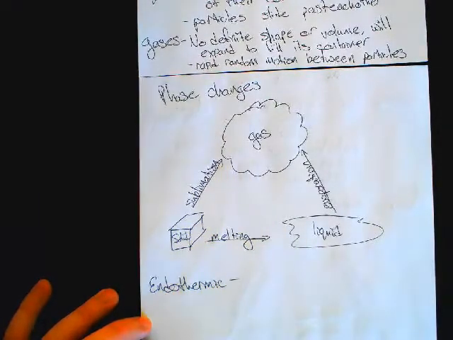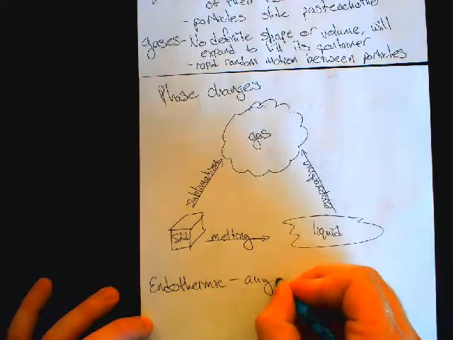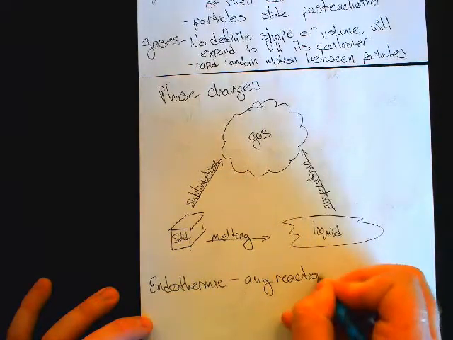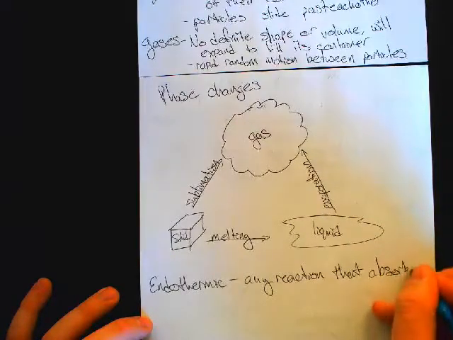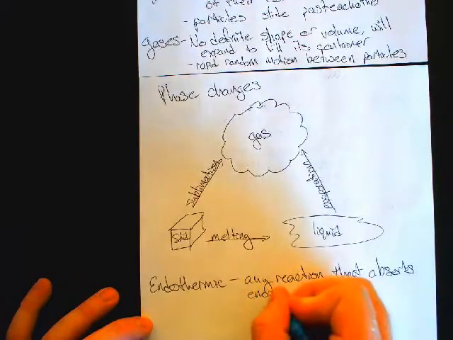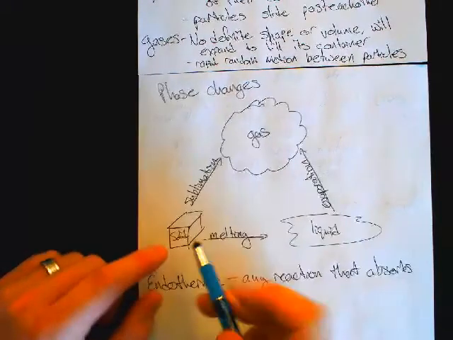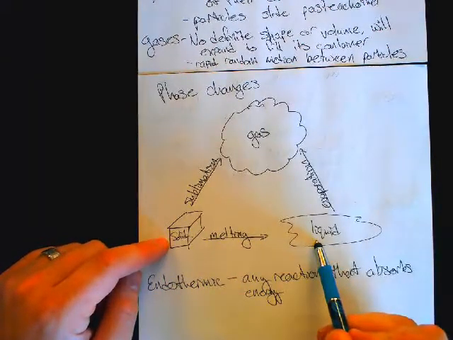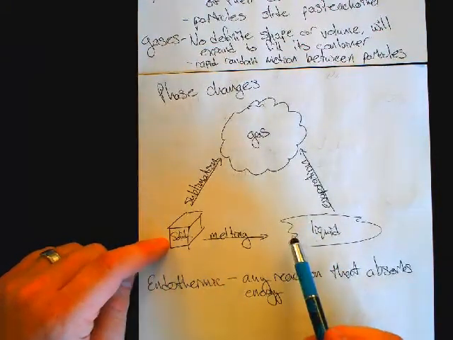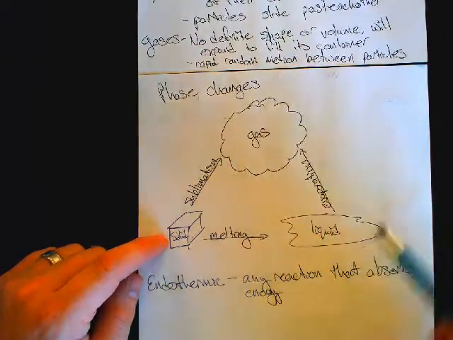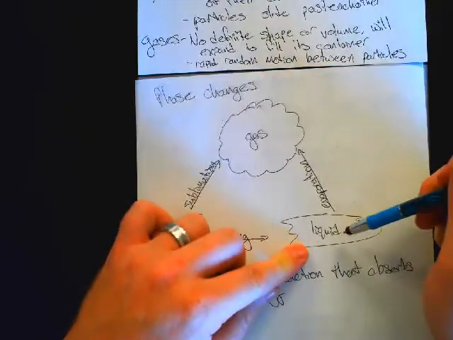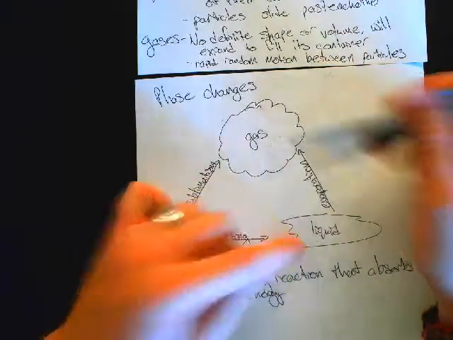So each of these three phases are what we call endothermic. An endothermic phase change, or an endothermic reaction, is any reaction that absorbs energy. So in order for ice to melt into water, it needs to absorb energy from its surroundings, meaning that its temperature is going to go up. In order for liquid to evaporate into a gas, it needs to absorb energy to evaporate.